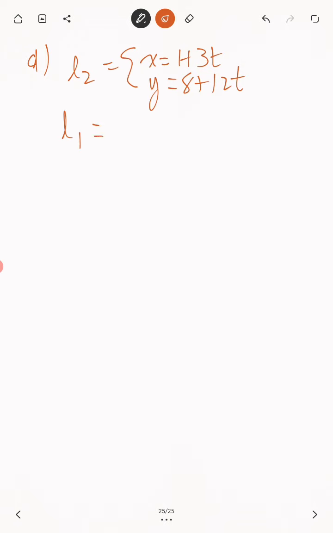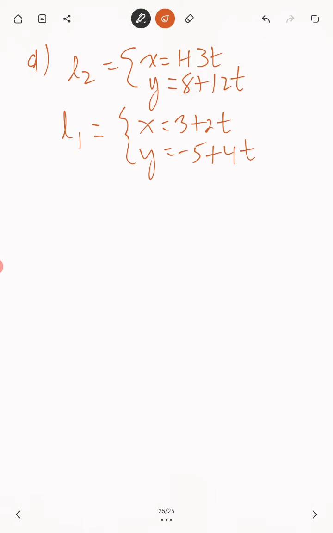Part D. Determine if line L1 is parallel to line L2. Okay, so line L2 is x equals 1 plus 3t, and y equals 8 plus 12t. And then just recall that line 1 was x equals 3 plus 2t, and y equals negative 5 plus 4t.